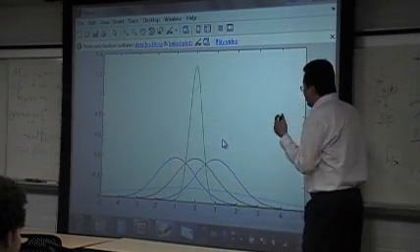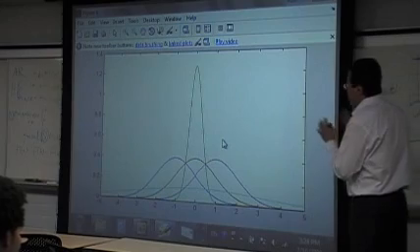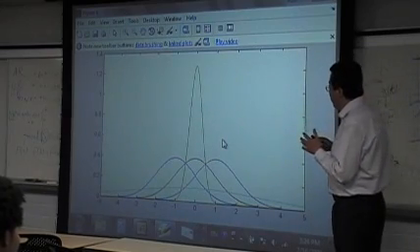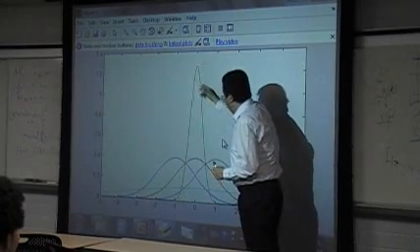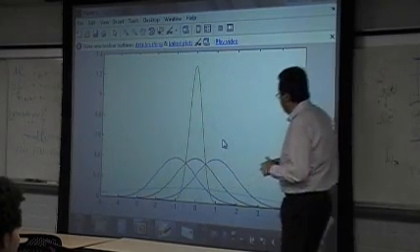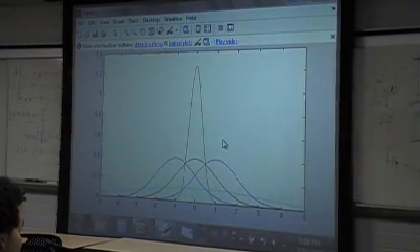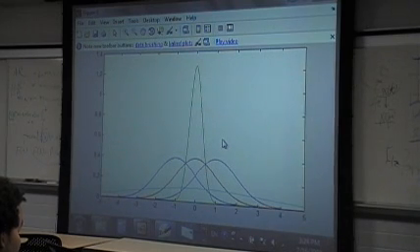If the variance is smaller, which means the band of the distribution is narrower, so this should be the PDF for the mean of 0 and variance of 0.1.